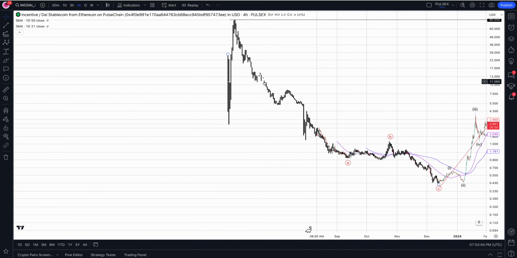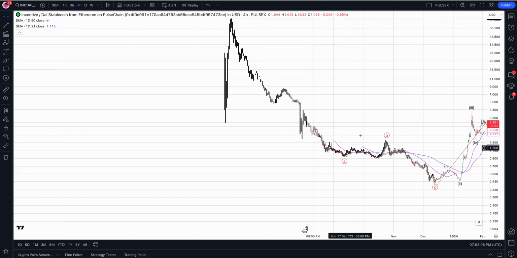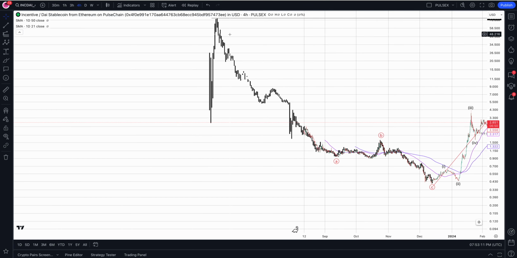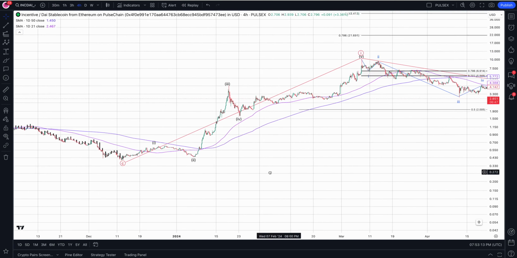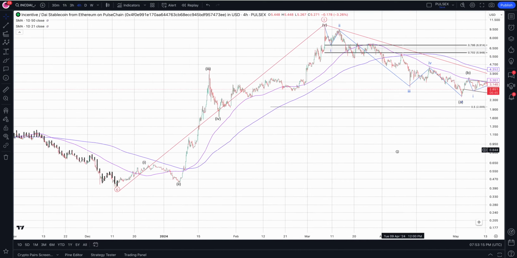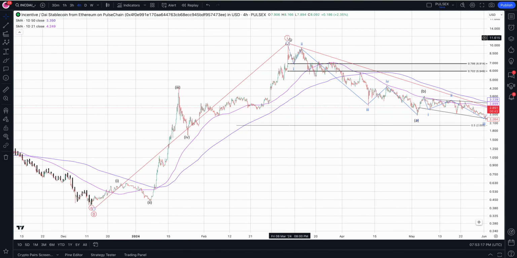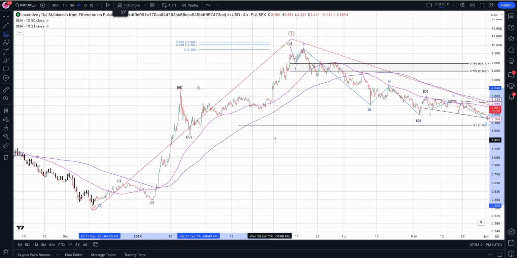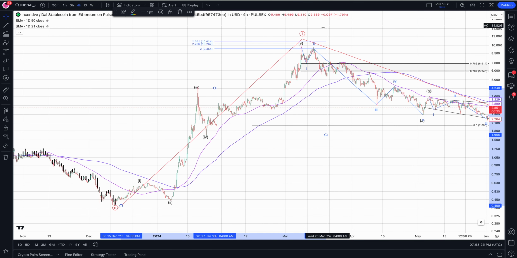For another update, let's take a look at Incentive Token over here. What we have is an ABC correction to the downside going back a little bit over a year ago. And then our first leg in the market starts from there. We then have a 5-wave move up for our wave 1, with the 5th wave going towards the 223.6% extension, which is a common target for an extension of the 5th wave.